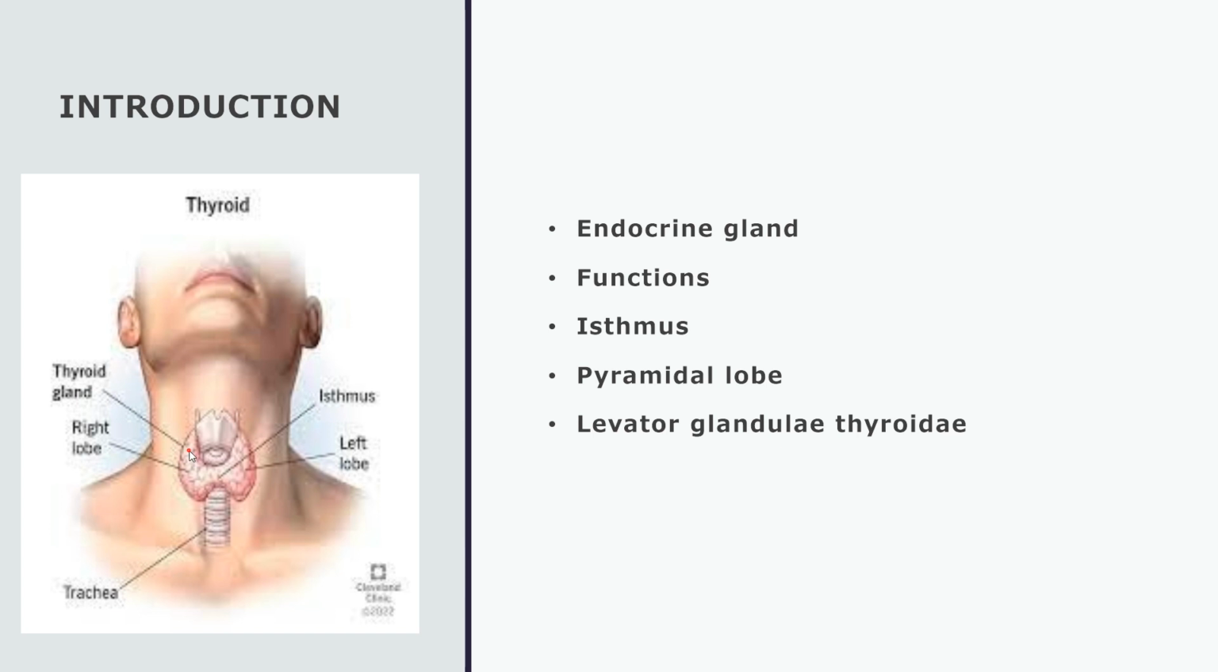So there are two lobes, right and left lobe, which are connected by isthmus. Next of all, the pyramidal lobe, it may project from isthmus. Sometimes a fibrous or fibromuscular band descends from the body of hyoid bone to the isthmus or to the pyramidal lobe, that is called as levator glandulae thyroideae.